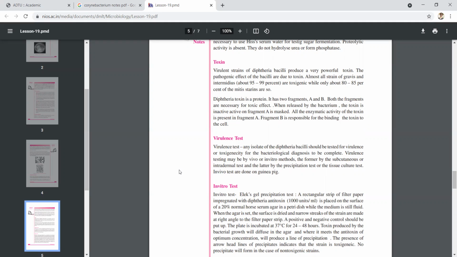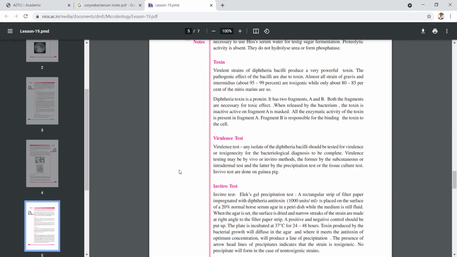We have studied the different subspecies of diphtheria, so you will find different strains. Now, in the gravis subspecies, almost all of the strains are toxigenic, 95 to 99%. Similar is seen in intermedius also, but in mitis strains, you will find 80 to 85% of the bacterial strains are toxigenic.